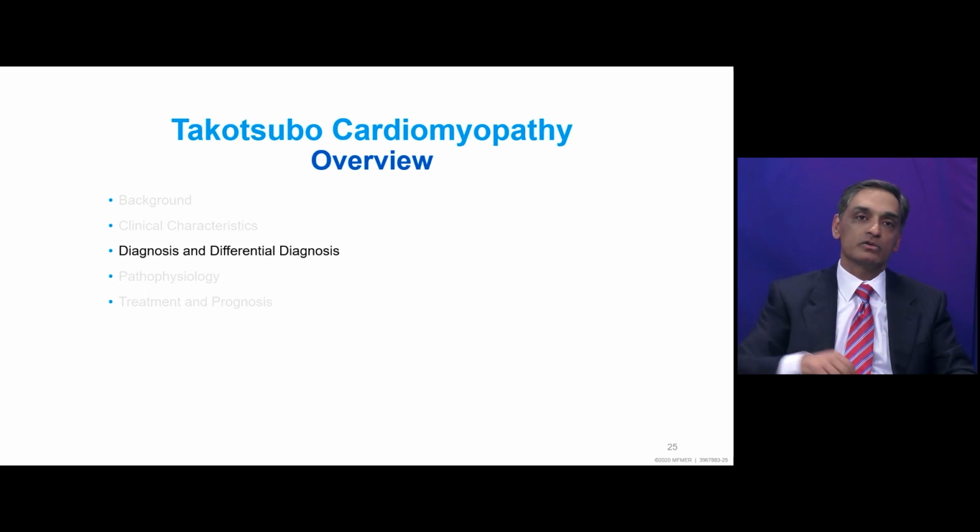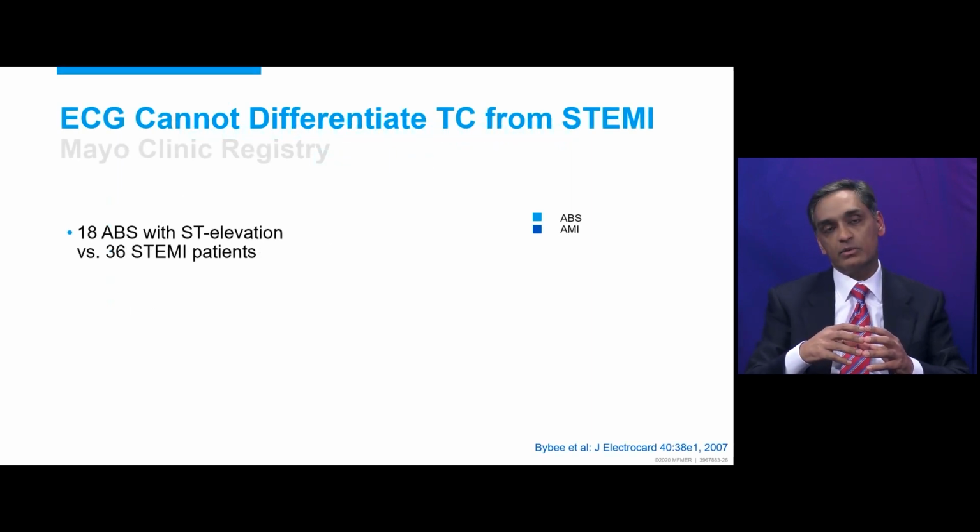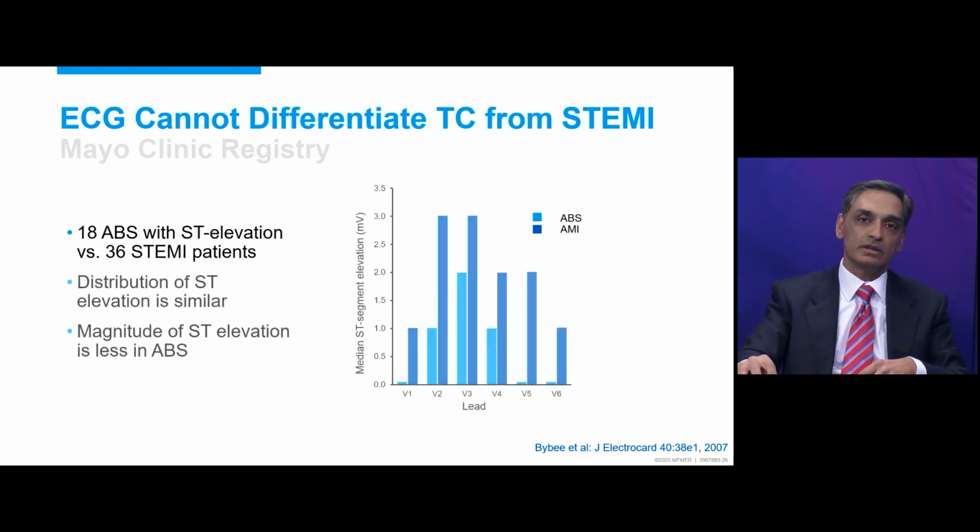So how do we diagnose or differentially diagnose this from an acute myocardial infarction? No easy single test for it. I think we have to use our clinical acumen, the combination of the ECG and imaging findings. So when we initially came across the condition, we said, well, how about the ECG? Could that differentiate the two conditions? Short answer is no. In light blue here, we have Takotsubo, dark blue STEMI patients.